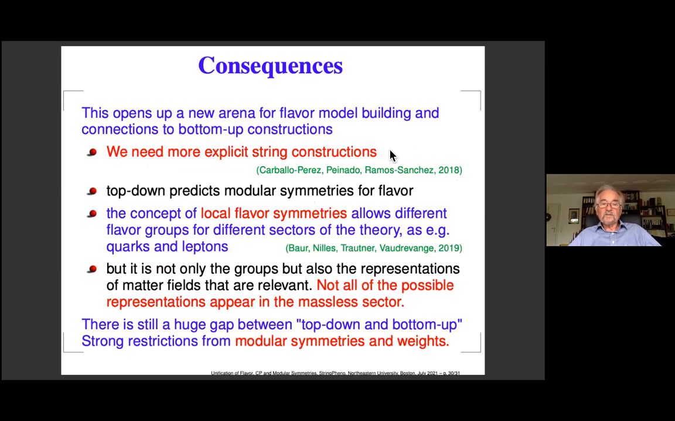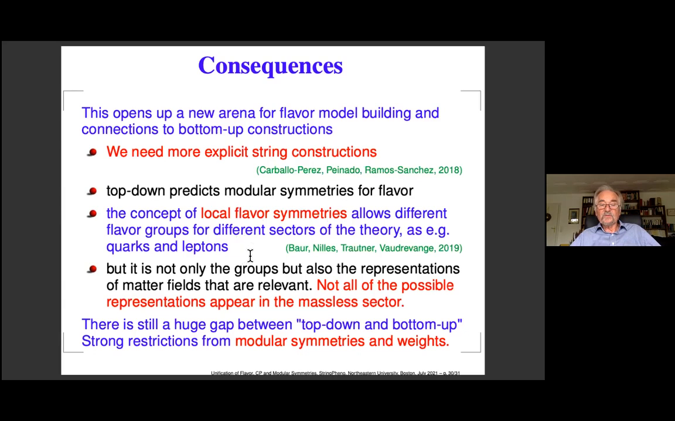Up to now, of course, explicit string constructions are very rare. There have been some constructions from these people some years ago where they explicitly constructed Z3 × Z3 orbifolds, which actually have sectors which have Δ(54) symmetries and also the T' symmetries. So we have seen that there is this concept of local flavor symmetries, and that in a certain way gives the hope to explain the different structures of quarks and leptons in the same theory. It's just that you have to go to different locations in moduli space to realize that.